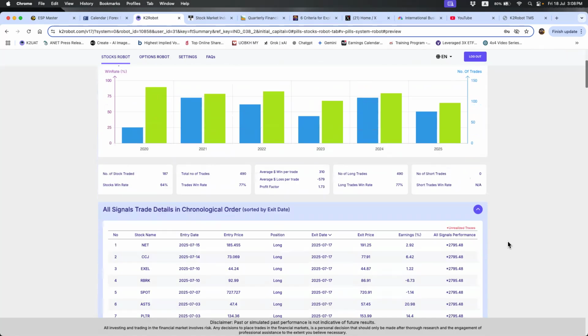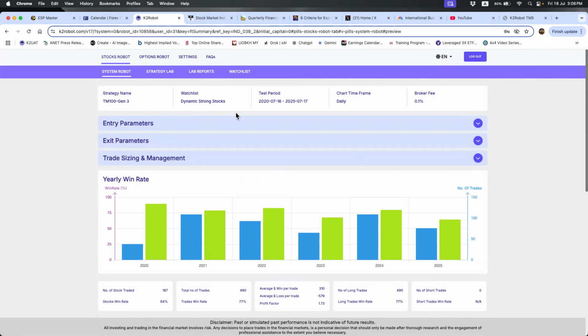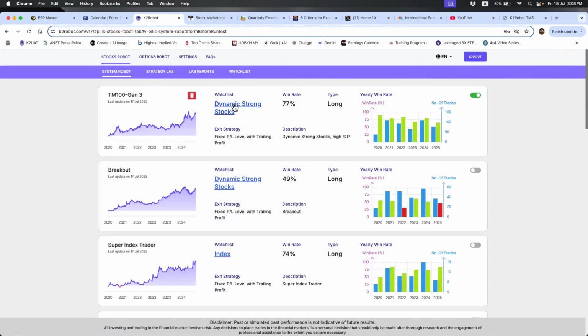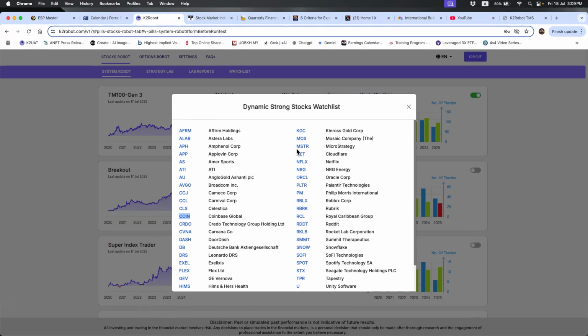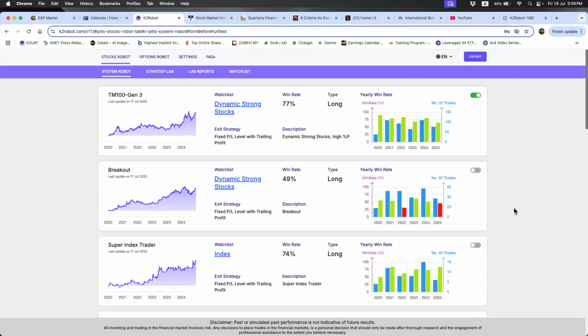If you want to examine what stocks are inside the watchlist, go back to the dashboard and click on dynamic strong stock. These are the stocks, just like I mentioned, Sophie. Also, these are the current stocks inside the watchlist: Coinbase, all these crypto plays currently in play right here. Hood is right here. MicroStrategy is also AI related. You can see they are the top 10 percentile in the market. Then let us now go to the settings.